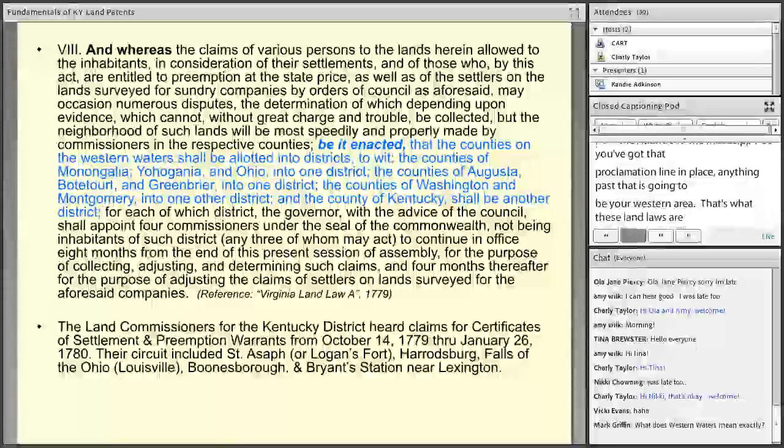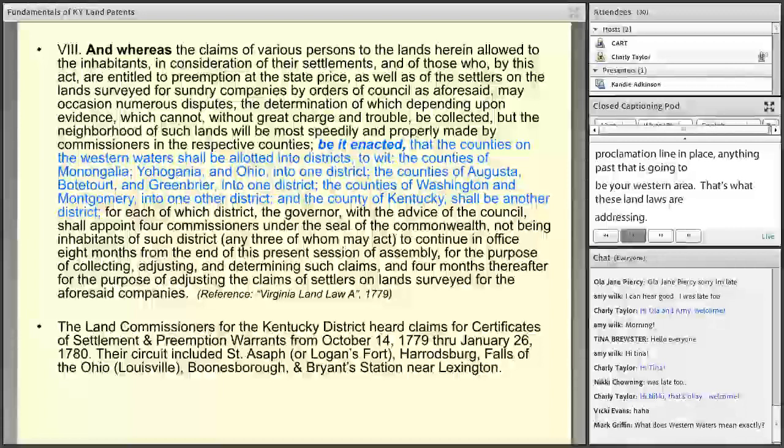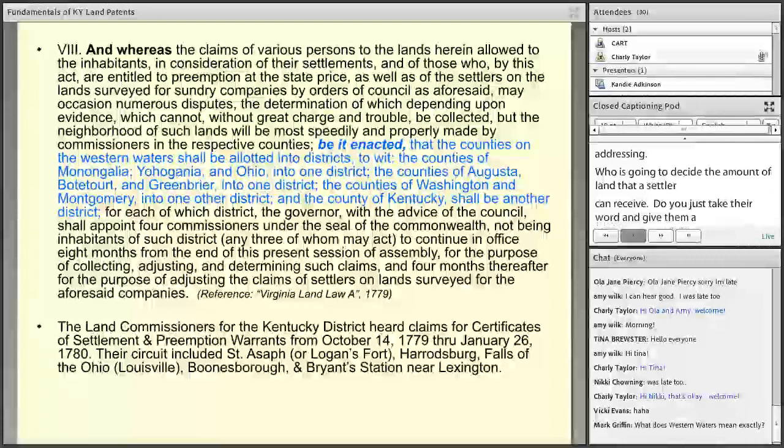Who is going to decide the amount of land that a settler can receive? Do you just take their word and give them a certificate of settlement for 400 acres and let them purchase a preemption warrant of 1,000? The Virginia General Assembly addressed that in the land law.